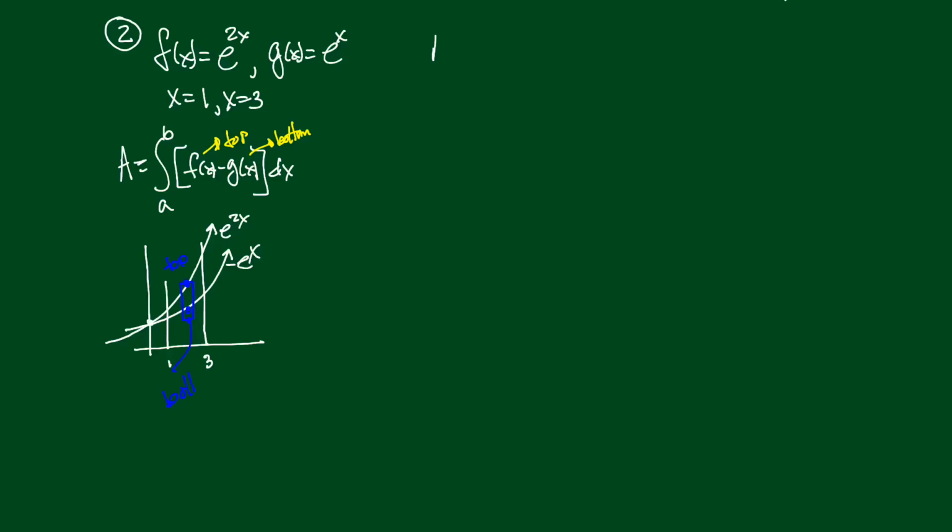Let's compute this area. I'll do it up here at the top. The area is going to be the integral from 1 to 3 of the top of the rectangle, that's the top curve, e to the 2x, minus the bottom of the rectangle, the lower curve, e to the x, dx. And we know that the antiderivative of e to the 2x is e to the 2x over 2, and then minus the antiderivative of e to the x, which is just e to the x. And we're going between 1 and 3.